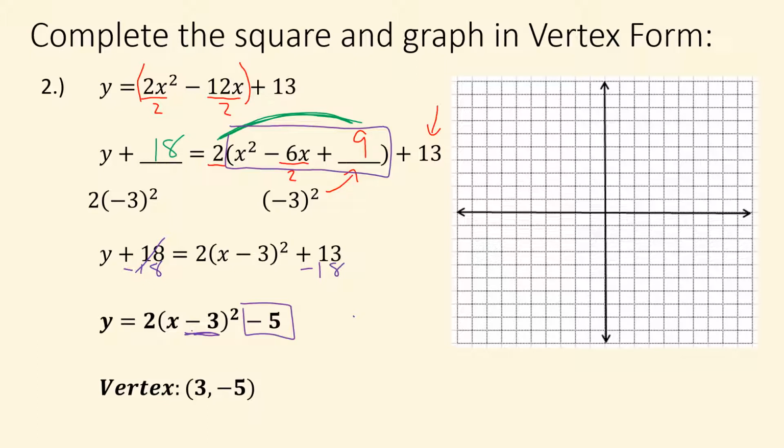So we have 3, negative 5 is our vertex. Okay, and from here we're going to use the pattern. Normally it's up 1, up 3, up 5, but this has a coefficient, which means it's going to go up 2. And then it's going to go up 6. And then it would go up 10. Can't fit the 10. All right, looks like that.